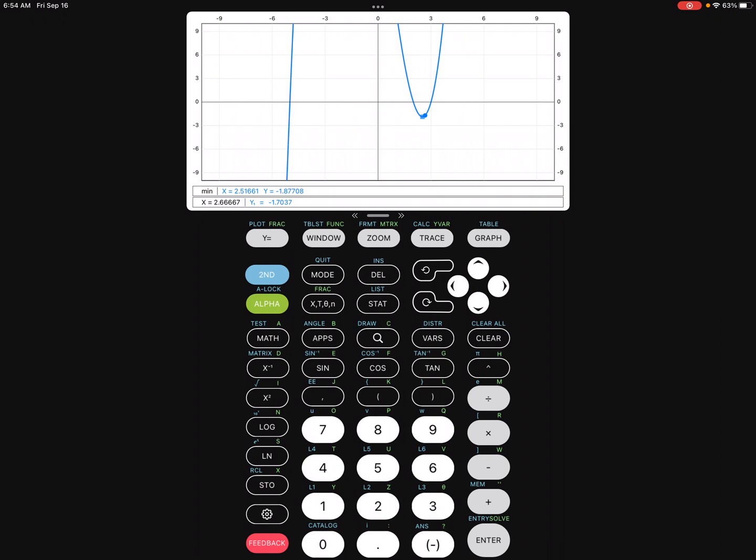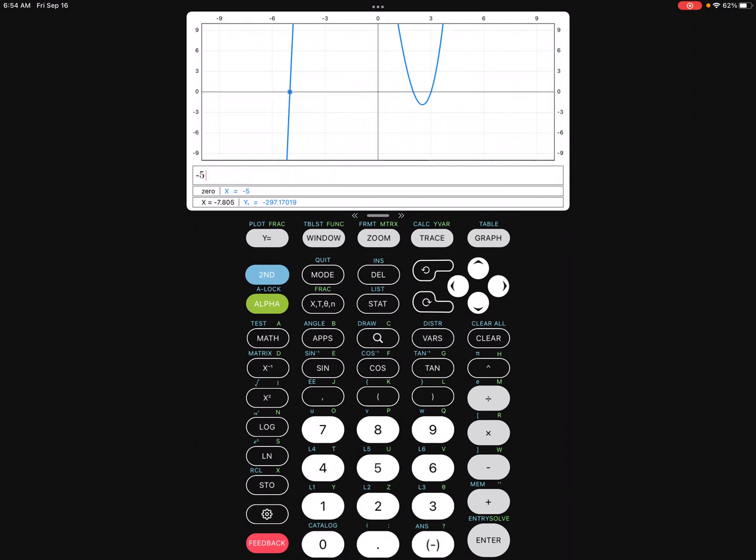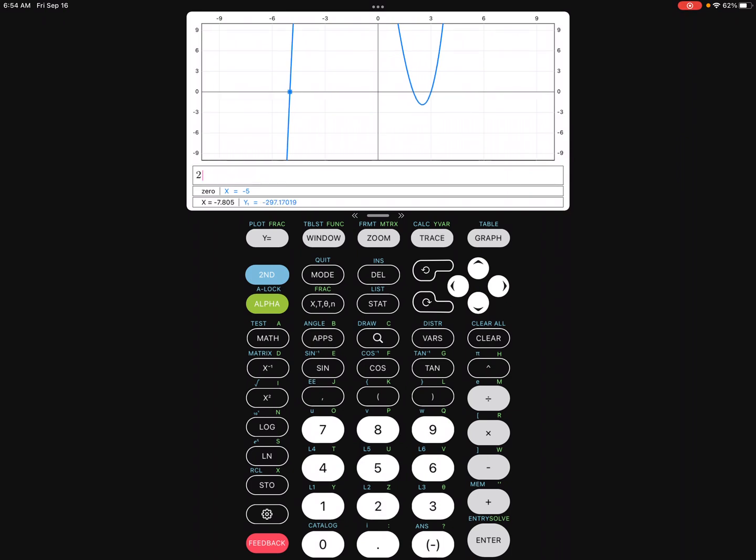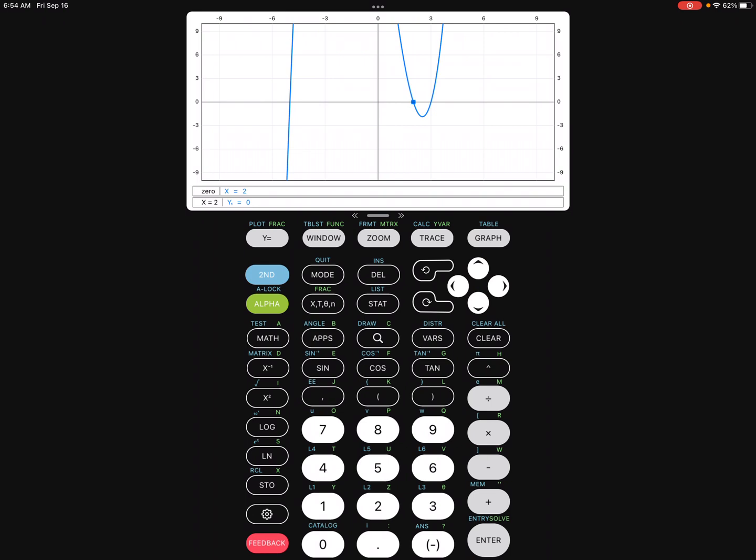But I noticed that one is negative and two are positive, so I'm going to first try to identify that negative one. I'm going to try negative 5, and it works. So negative 5 is a 0, okay? All right, now I'm going to try 2, and it is also a 0.